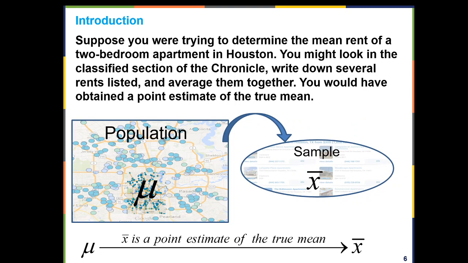Now, what if we want to know the average cost of a 2-bedroom apartment in the Houston area? Well, we go to the Houston area and we sample, because it's very hard to go to every apartment complex in the Houston metropolitan area and figure out how much the 2-bedroom apartment rent is. So we take a sample. Let's say we take a sample of 100, and then we average the rents for 2-bedroom apartments. What we find is going to be x bar, and x bar is a point estimate for that mu that is unknown.